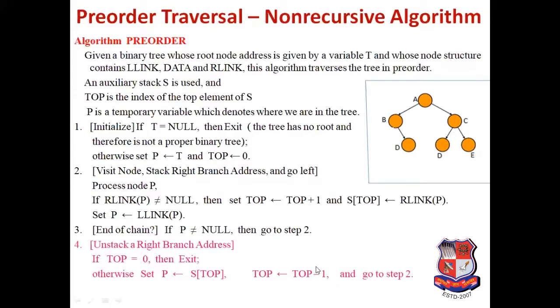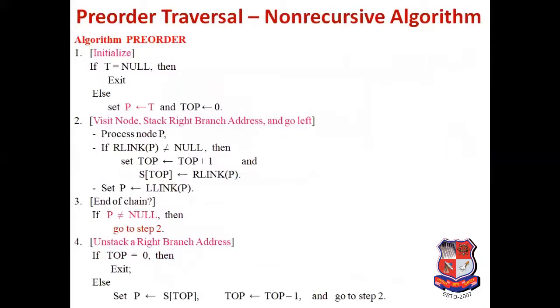We process that node, stack the right branch address, and go to the left. That is step 2 that we repeat, right? So how does the algorithm work? Starting with the initialization, we repeat the step: visiting the node, stacking the right branch address, and going to the left subtree, right?